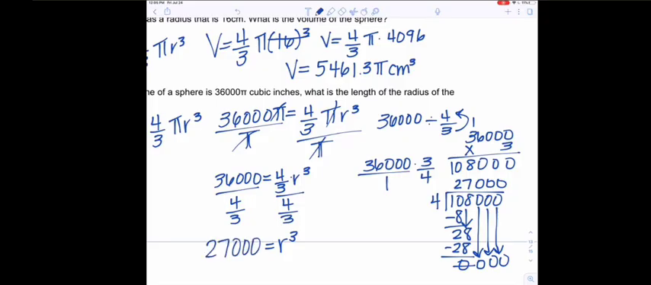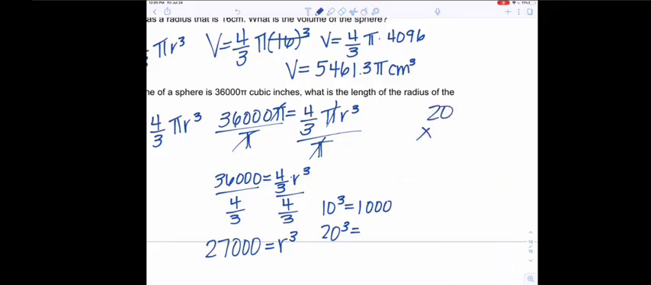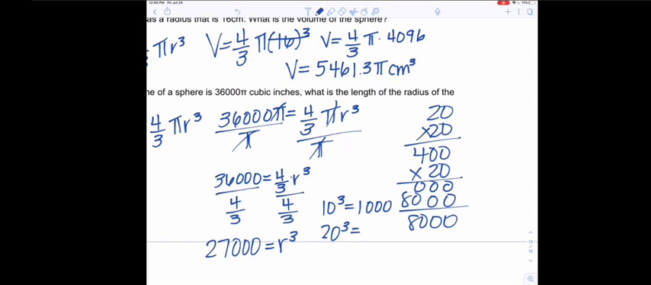So what I'm going to do is I'm going to think, okay, I know that 10 cubed gives me 1,000. So let me try 20 cubed. So let me make some space, so I know what I'm doing and I don't get confused. So 20 times 20 gives me 400 times 20. 0, 0, 8. That gives me 8,000. So I need to go even bigger than that. So let me try 30.